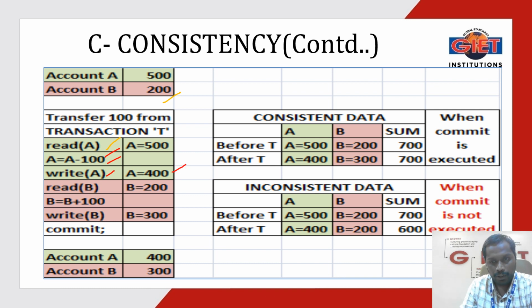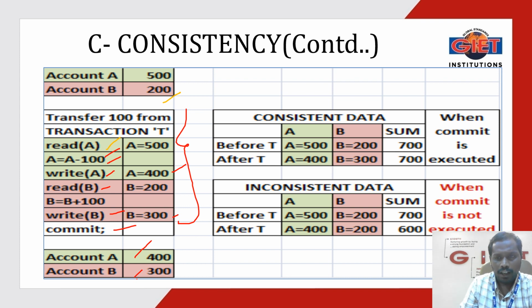In the same way, you read account B, which is 200, add 100 to it, and update account B, which is now 300. After that you commit it, so this full transaction is totally completed. After this transaction, you can see the amount in account A is 400 and the amount in account B is 300. This is a general way of understanding how a transaction looks with a set of operations.